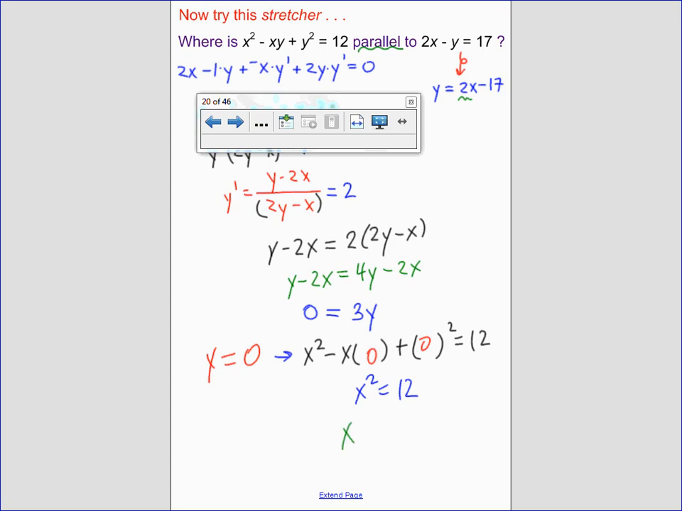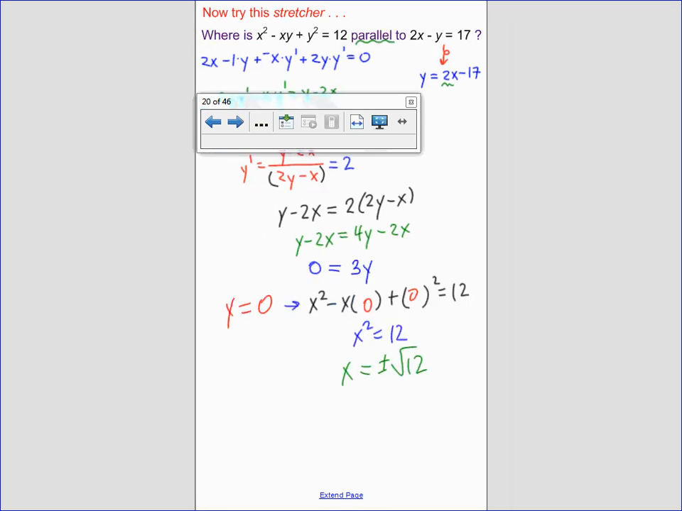And that would be given by x equals plus and minus root 12, which means one place is 2 root 3, comma 0, and one point where the relation is parallel to the line would be what? What would the other place be? Negative 2 root 3, comma 0. Well, that was a stretcher. All in good fun, though, guys.